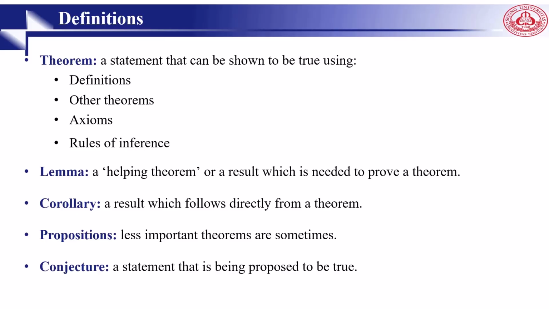The second definition is lemma. A lemma is a helping theorem, where we use some already proved theorem to prove a new one, right? So we can say a helping theorem or a result which is needed to prove a new theorem. The next one is corollary, which is a result that follows directly from a theorem. Then we have propositions. These are less important theorems, sometimes called propositions. And a conjecture is a statement that is being proposed to be true. You should remember that once a proof of a conjecture is found, it becomes a theorem. It may turn out to be false as well.